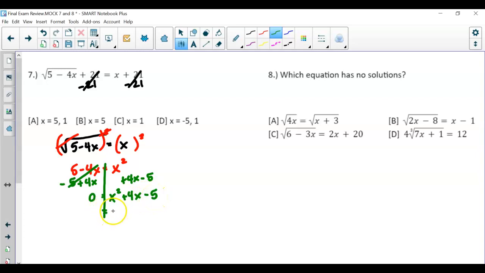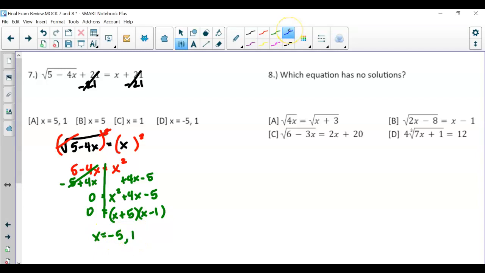Now we can go ahead and start factoring. And what numbers multiply to get negative 5 but add to get positive 4? Well, I know I need to multiply by a negative and a positive. So in this case needs to be positive 5 and negative 1. And of course, always check, right? Make sure that they add to get you 4. 5 minus 1 is positive 4, which means that x is equal to negative 5 and 1.